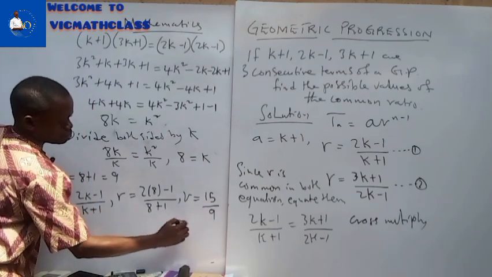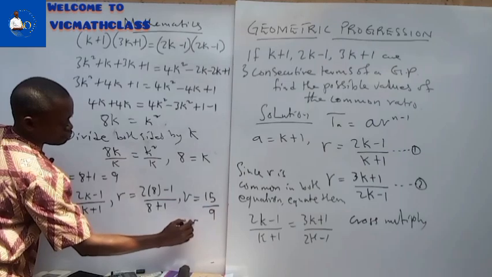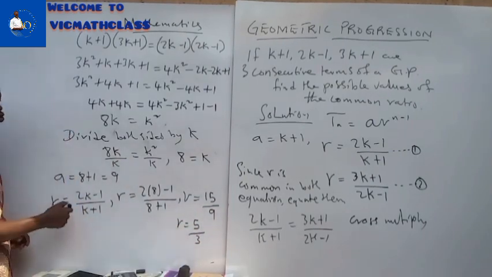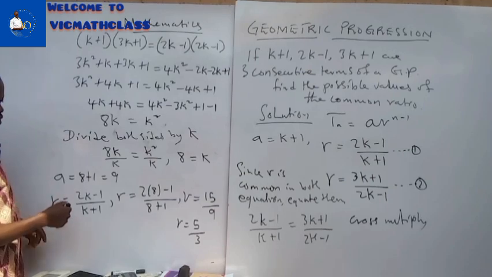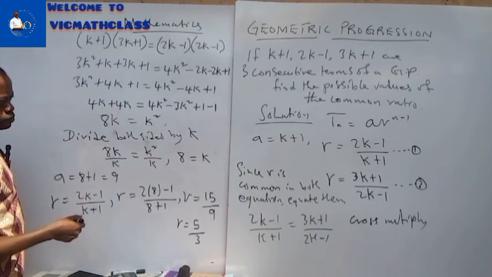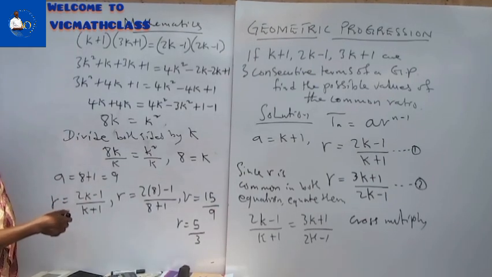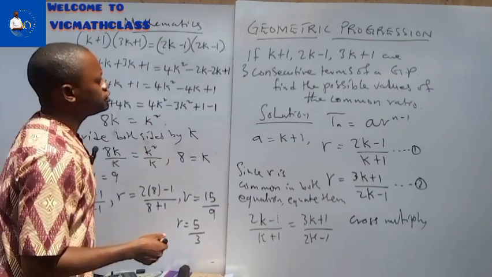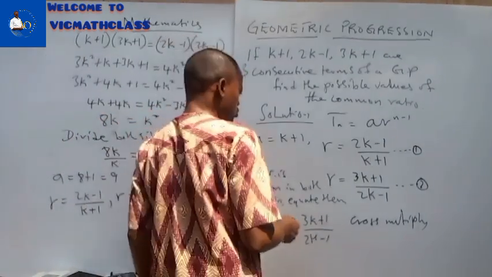So R is equal to, 3 into here is 3, 5, and 3 into here is 3. So the common ratio is 5 over 3. The common ratio is 5 over 3. Find the possible values of the common ratio.